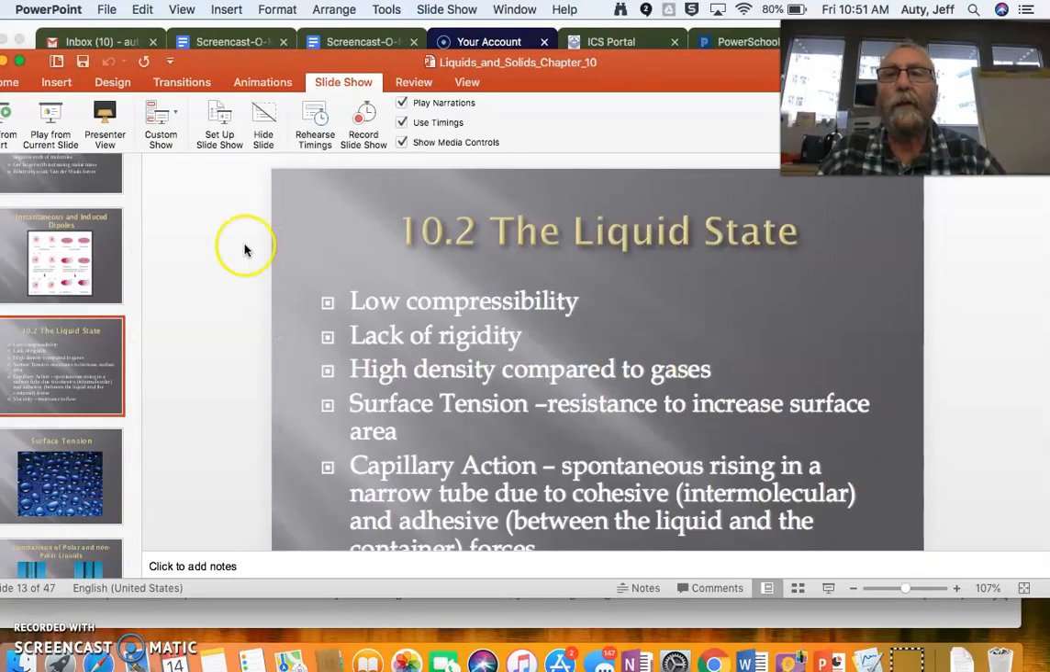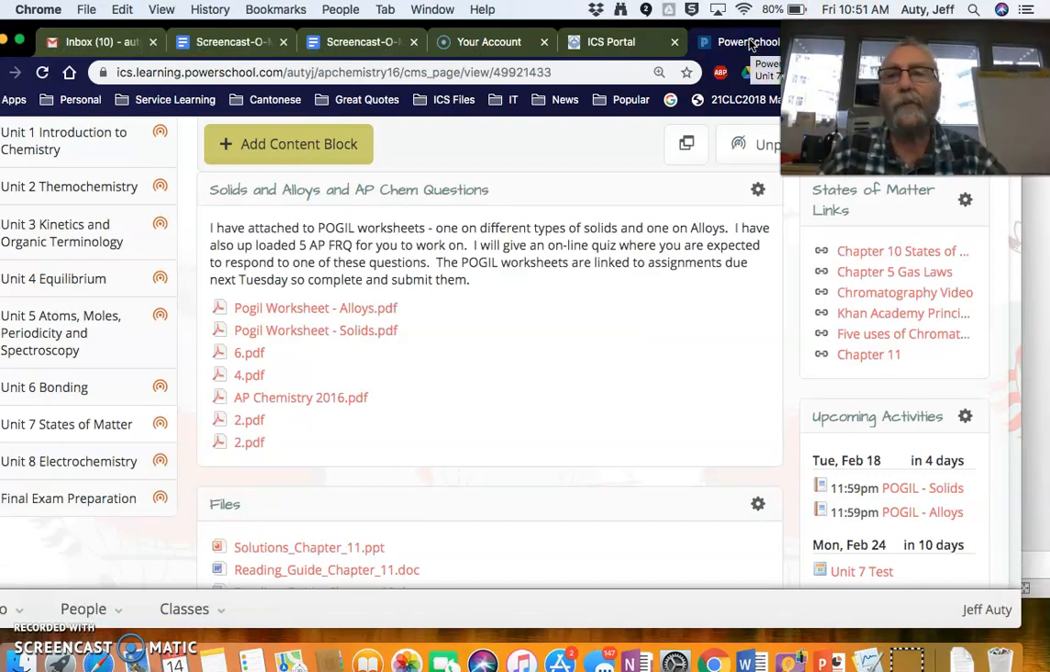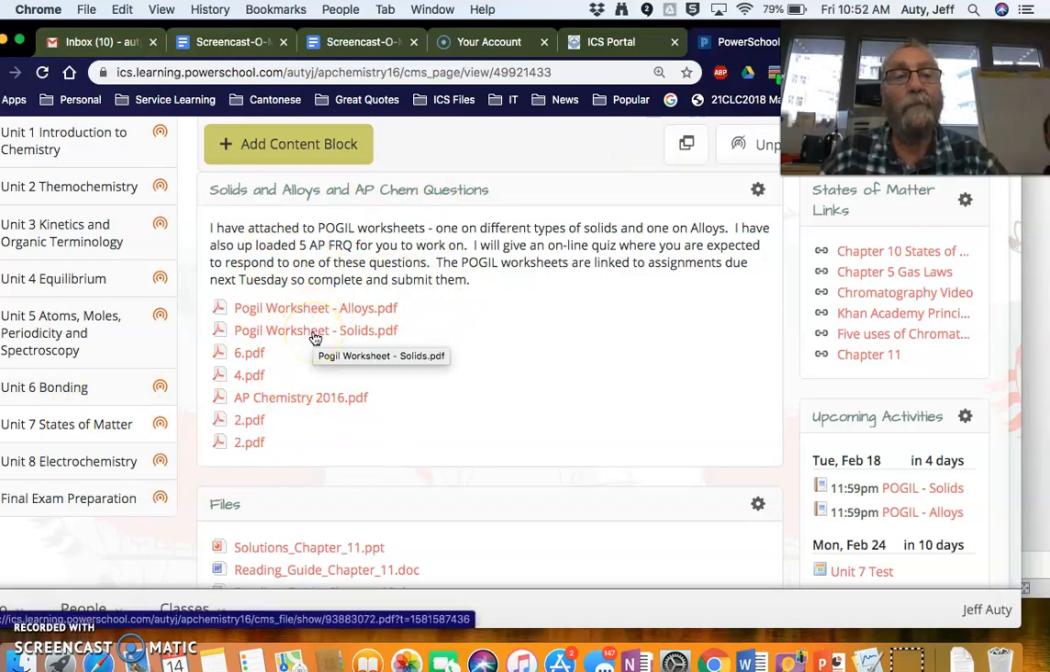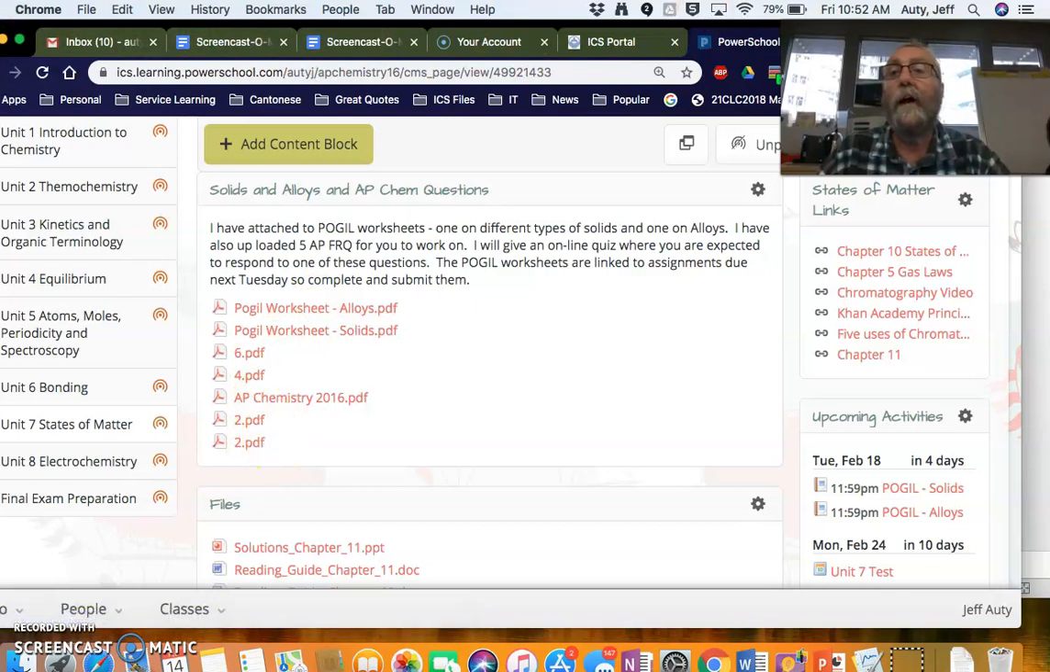I'm just going to flick out of that to when you go into PowerSchool Learning, what you'll see is under Unit 7, you can see the two POGIL worksheets that I set for today. Please go in and answer those. They're on alloys and solids. But also you'll see a number of AP questions.